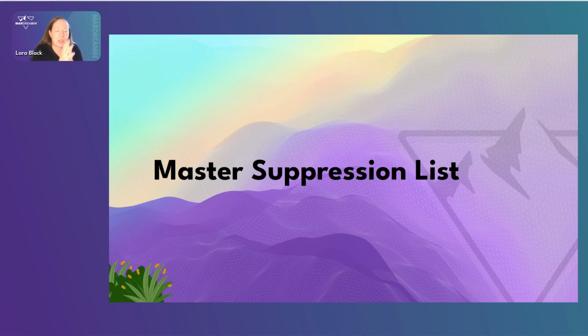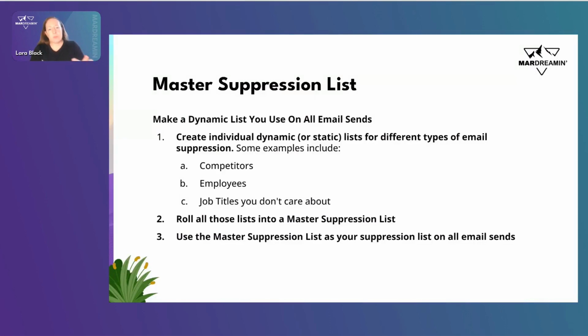I'm getting sidetracked. But building a master suppression list saves you a lot of time, because you're going to create one, maybe two master suppression lists that you're going to use on all of your email sends. So instead of having to manually remember to add like 15 different suppression lists to a newsletter email or to a nurture program, you're just going to grab the one suppression list that's called like master suppression list or master exclusion list for nurture programs. You're going to know what to grab every single time.